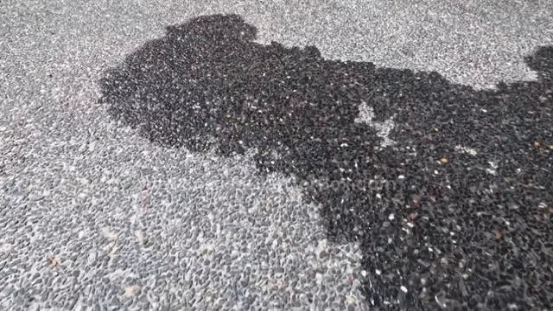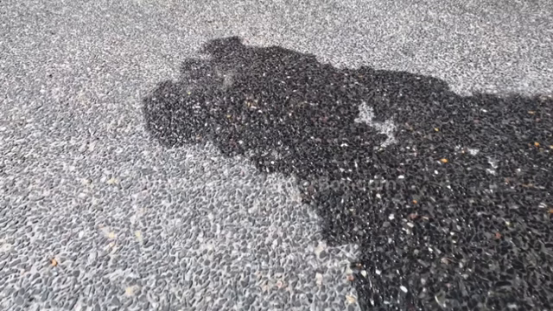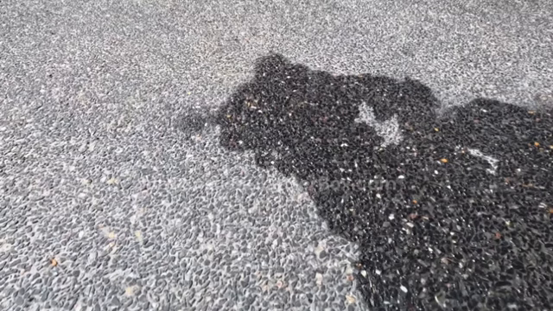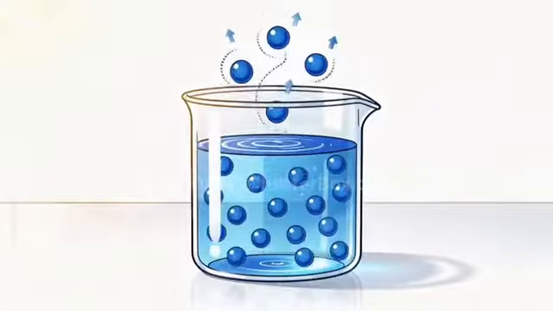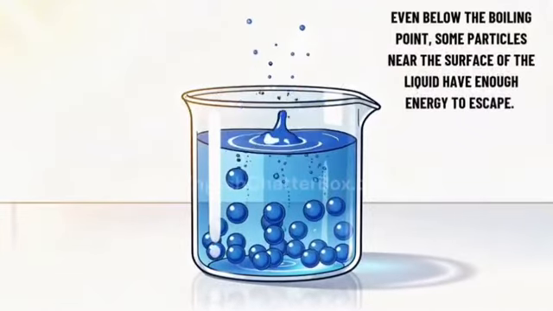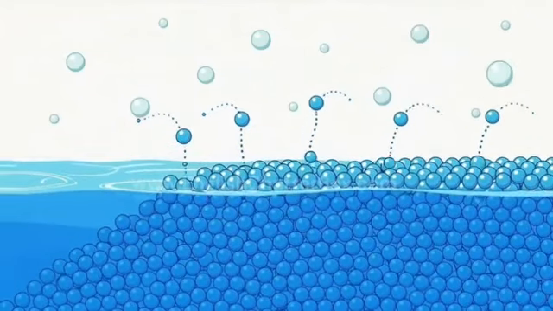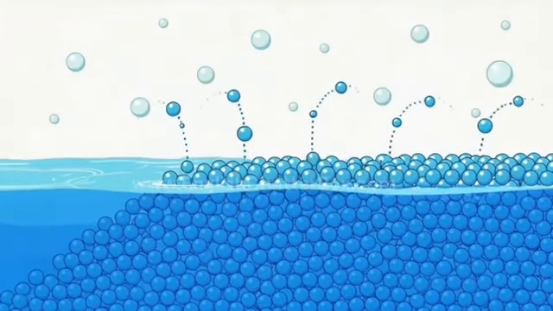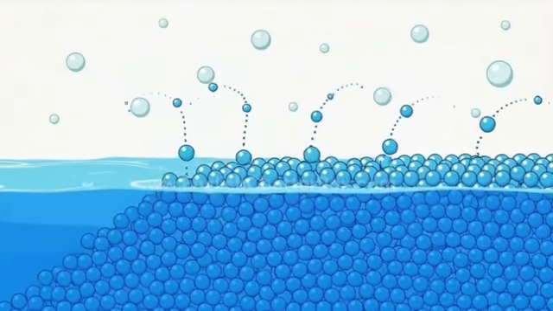But here's an interesting point, and a student in the chapter actually raises this point. Water disappears even without heating it to 100 degrees Celsius. How? The answer is evaporation. Even below the boiling point, some particles near the surface of the liquid have enough energy to escape. It happens slowly. It happens only on the surface, and at all temperatures, not just at 100 degrees Celsius.